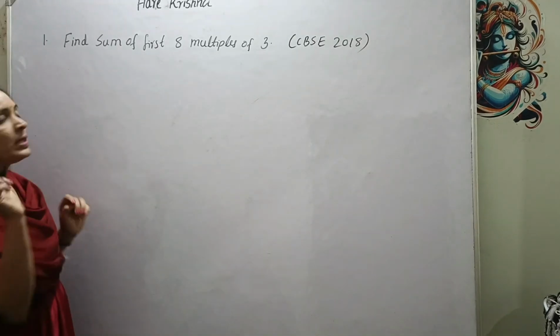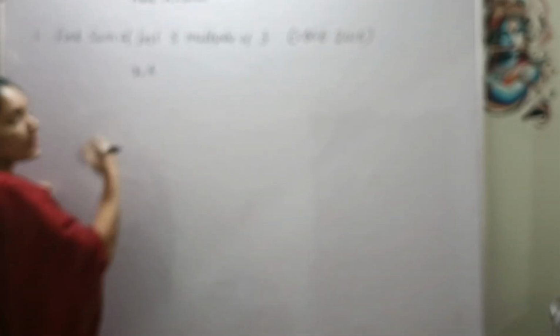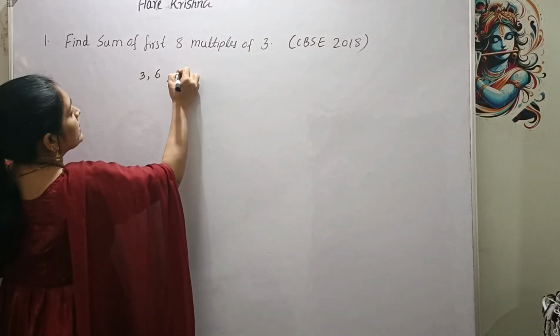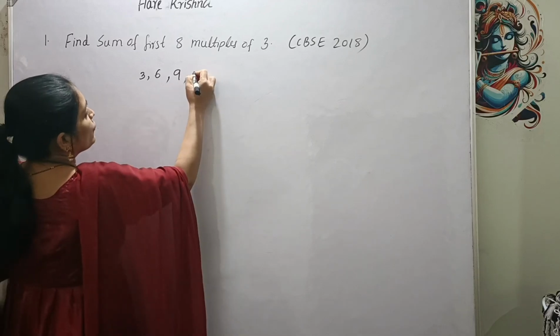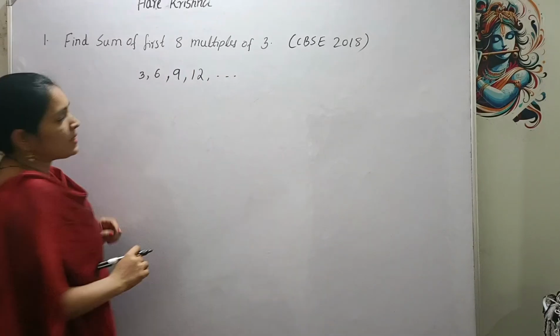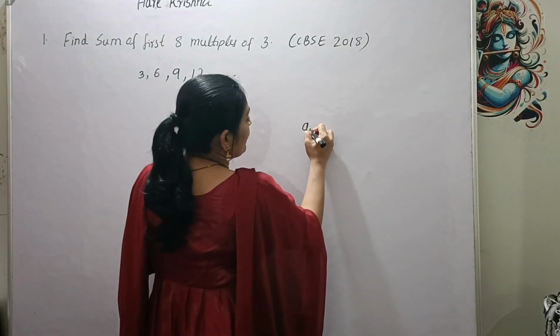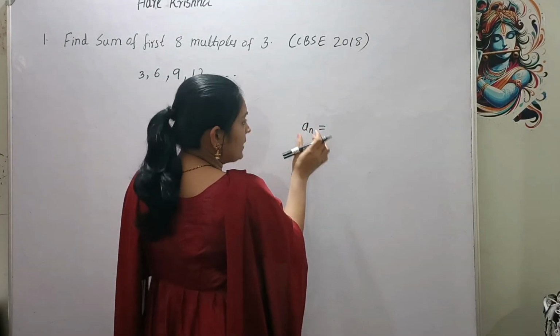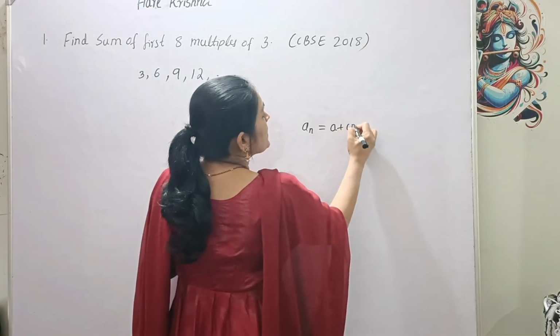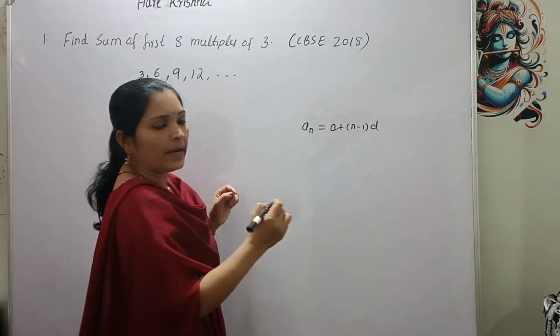So first number is 3, right? Then next is 3 2s are 6. Then 3 3s are 9, 3 4s are 12, etc. See, what will be the 8th term? So here let's find an. We have a formula: an, that is nth term, is equal to a plus n minus 1 into d, right?